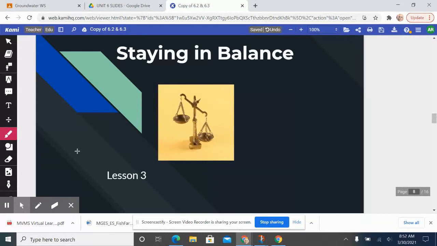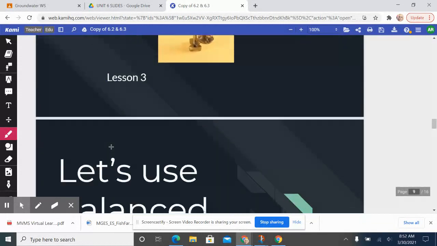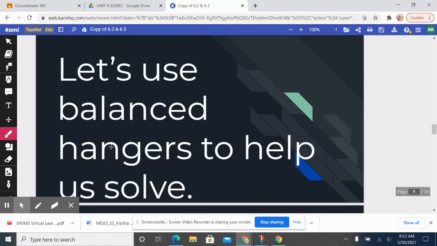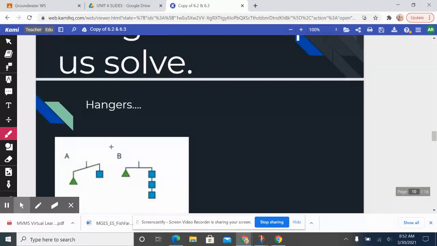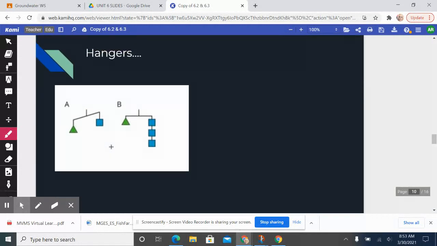Okay, so lesson 3, it says staying in balance. I don't have page numbers because the book doesn't have page numbers. So I need you to find what says staying in balance. Let's use balanced hangers to help us solve. Okay, so here's what you need to know. Here's how Khan Academy is going to be tonight or today. You're going to see these type of hangers, right? This is what we call hangers, and these are balanced equations.